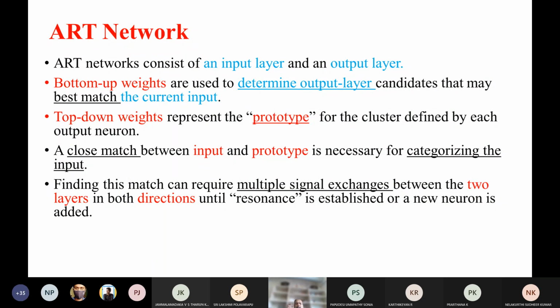Whenever I supply an input vector to the input layer, it tries to find an exact match with the prototype of that input, and it tries to group it into any one of these clusters or divisions.